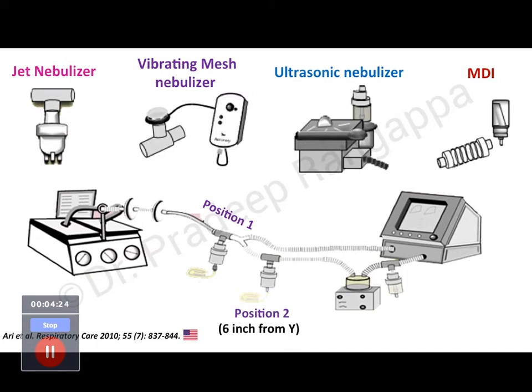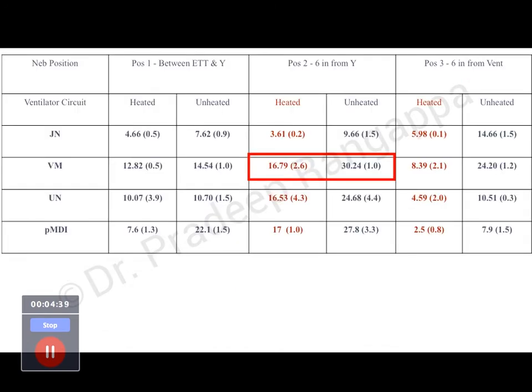And the third position, he put it 6 inches from the ventilator, and saw how the aerosolization or the deposition happened when these three were put together like this. And if you look at the results, you have a jet nebulizer, a vibrating mesh nebulizer, an ultrasonic nebulizer and a metered dose inhaler.